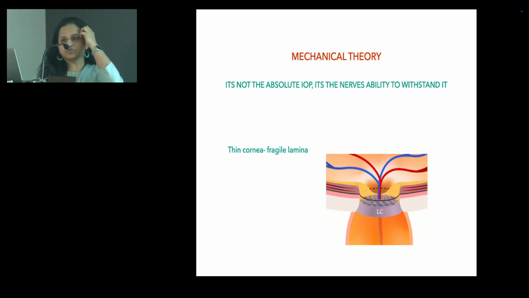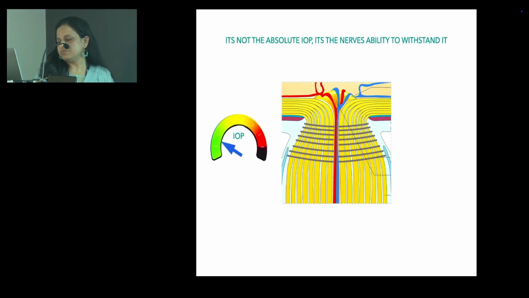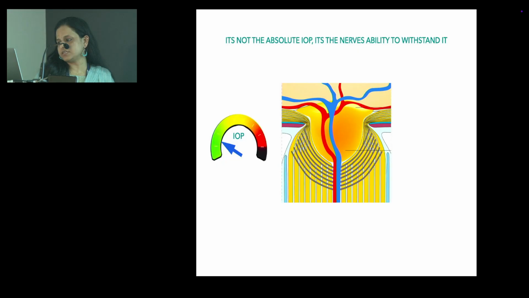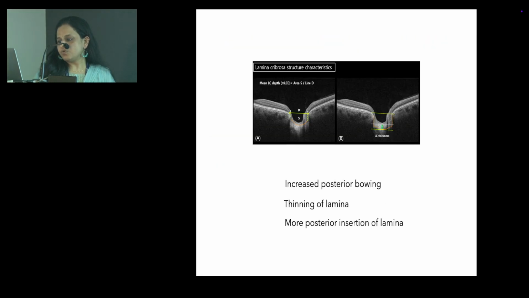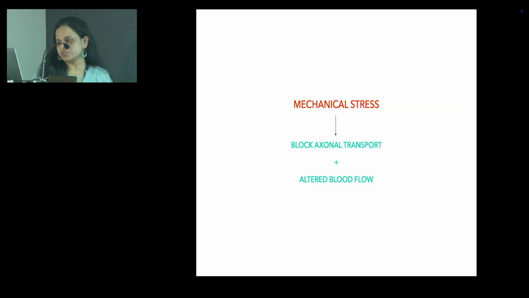This lamina cribrosa has pores through which the optic nerve axons pass. In NTG, it is a little fragile, and that's why even at normal IOP it is not able to withstand the pressure, and glaucomatous damage and increased cupping occur. Through OCT imaging, it is seen that in normal tension glaucoma there is increased posterior bowing, thinning of the lamina, and more posterior insertion of the lamina cribrosa. Whenever there is mechanical stress, there is blocked axonal transport and altered blood flow.